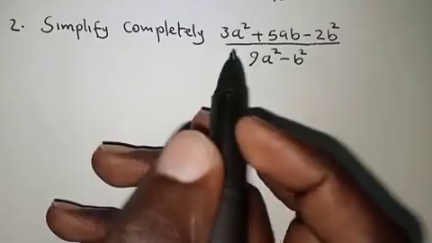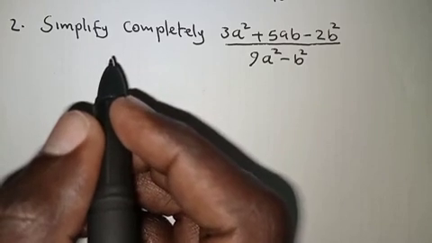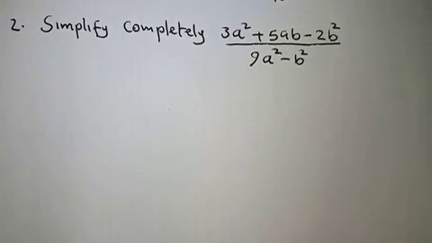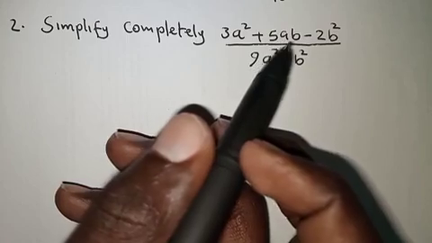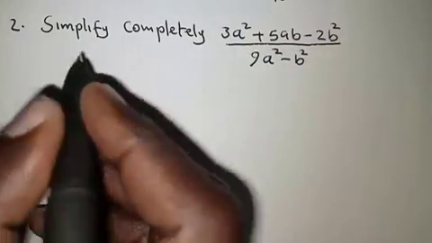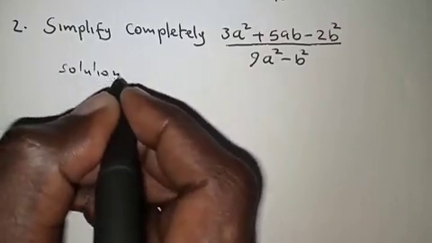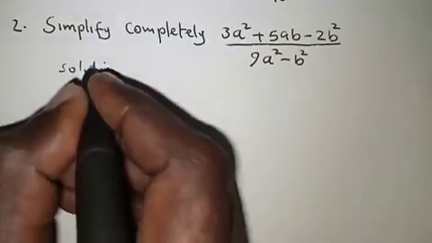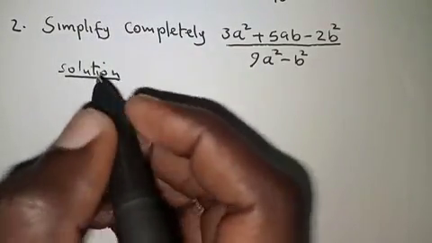The next question we have today is on quadratic expressions. Simplify completely the expression below. On the numerator, we have 3a squared plus 5ab minus 2b squared. We're going to work this out by simplifying the numerator and the denominator separately.